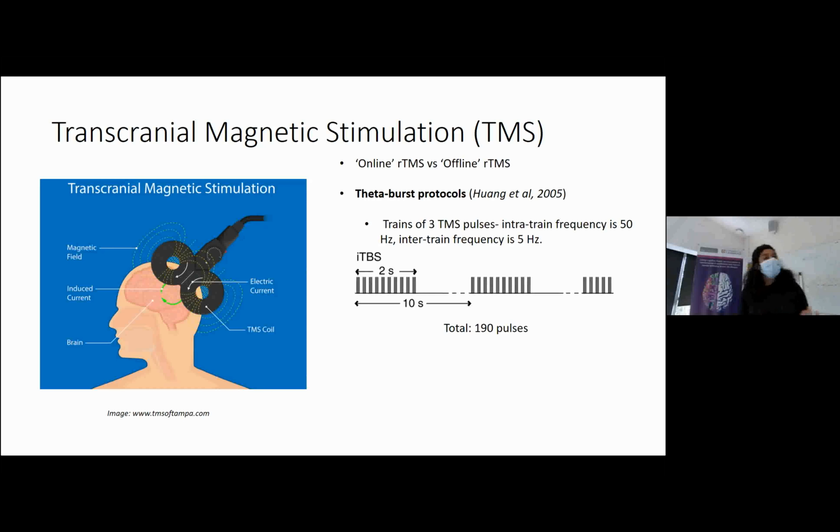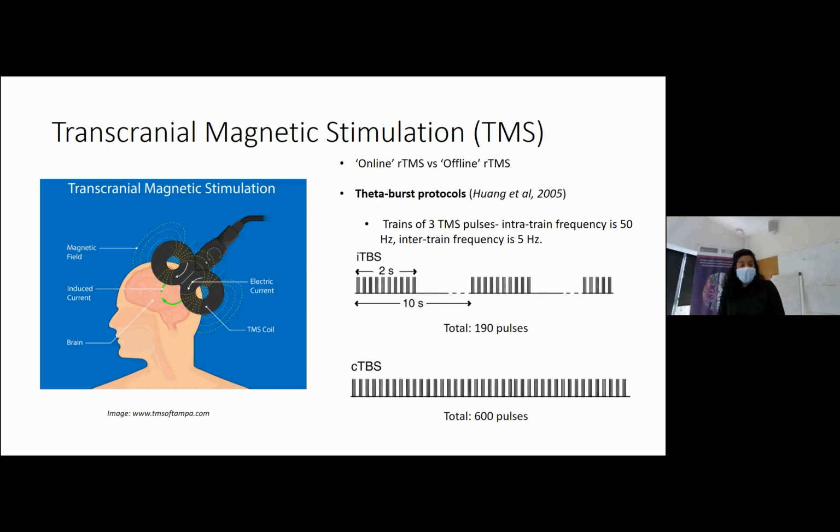One is intermittent theta burst, wherein these trains are administered for 2 seconds, and then 10 seconds later, the next set of trains are administered, and so on and so forth. The total number of pulses administered in this way is 190. And then we have the continuous theta burst protocol, wherein it's just continuously administered theta bursts. All the trains are administered continuously for 40 seconds, and that leads to a total of 600 pulses being given.